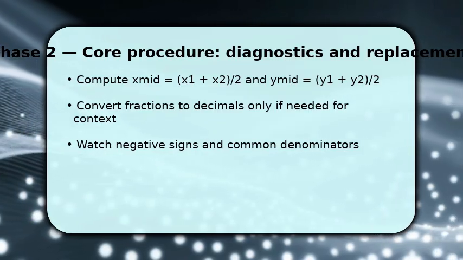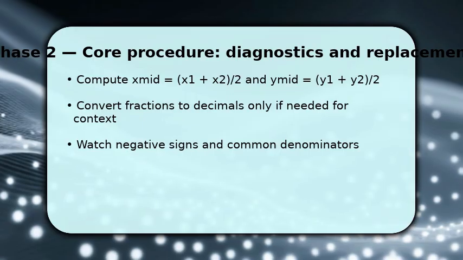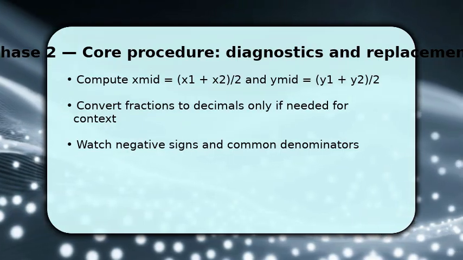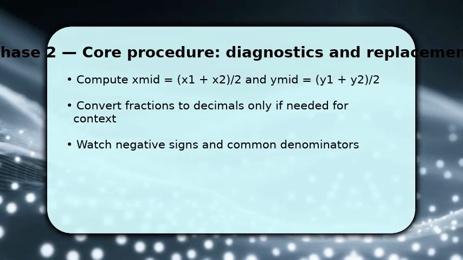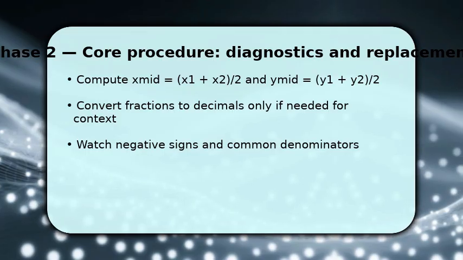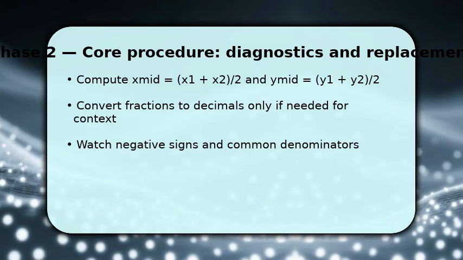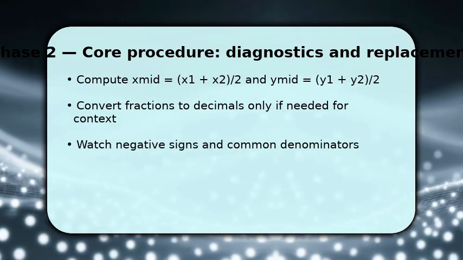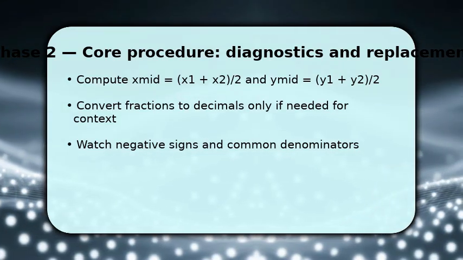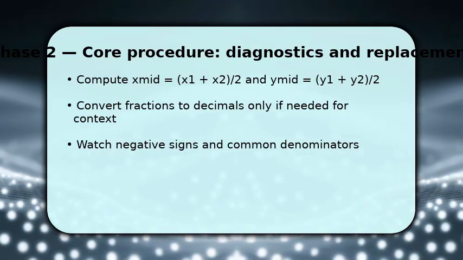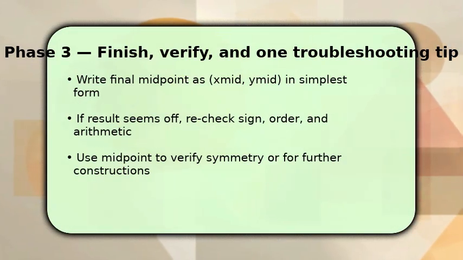If you have fractions, find a common denominator before averaging, otherwise keep them as exact fractions to avoid rounding errors. Once both coordinates are computed, pair them as x_mid, y_mid. If working by hand, recheck each addition, because a single sign mistake changes the point's location dramatically. Finish by simplifying fractions or rounding decimals consistently, then record the midpoint as an ordered pair.